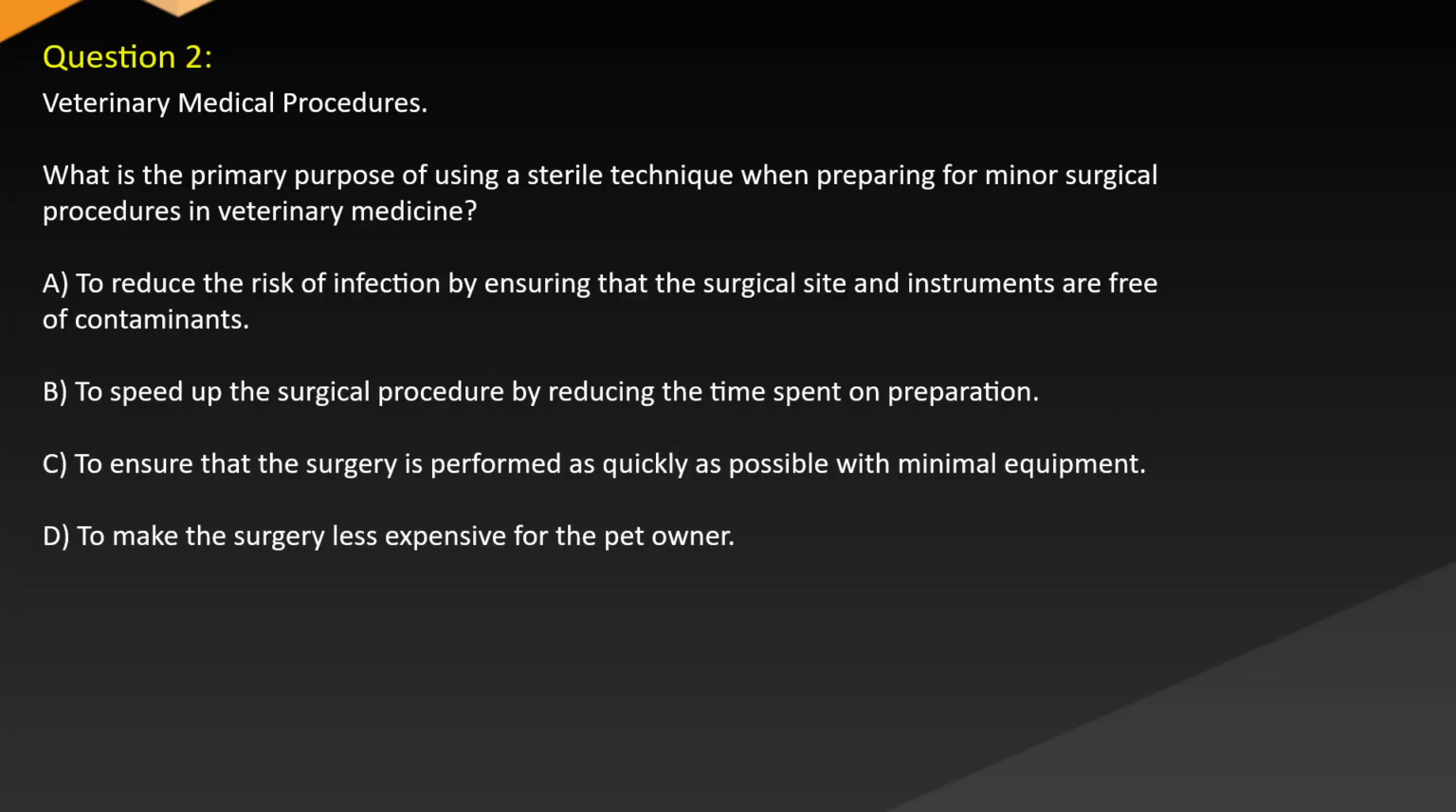Question 2. Veterinary medical procedures. What is the primary purpose of using a sterile technique when preparing for minor surgical procedures in veterinary medicine? A. To reduce the risk of infection by ensuring that the surgical site and instruments are free of contaminants. B. To speed up the surgical procedure by reducing the time spent on preparation. C. To ensure that the surgery is performed as quickly as possible with minimal equipment. D. To make the surgery less expensive for the pet owner.